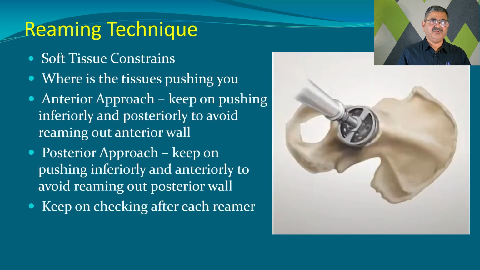In the reaming technique, soft tissue should be constrained. You must know where the soft tissue is pushing. In an anterior approach, the soft tissue pushes inferiorly and posteriorly, so we have to push the reamer inferiorly and posteriorly to avoid reaming of the anterior wall. In a posterior approach, keep pushing inferiorly and anteriorly to avoid reaming of the posterior wall. Keep checking after each ream.